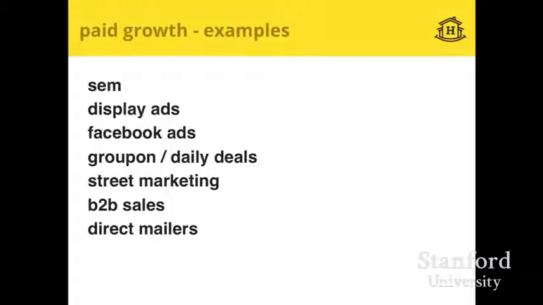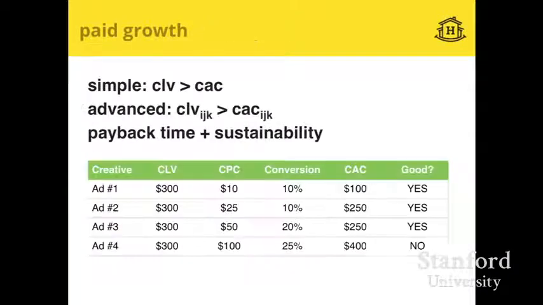And lastly, it's paid growth. So examples of paid growth is this right here. And these are the most obvious ones, but I'm sure you guys can think of more. And paid growth is basically, you happen to have money you can spend, you might have credit cards, whatever, but you can spend something to get users.